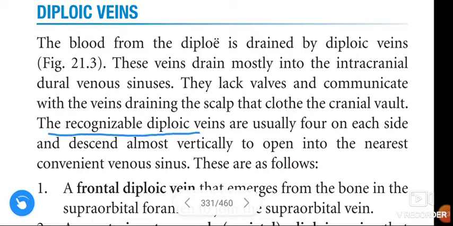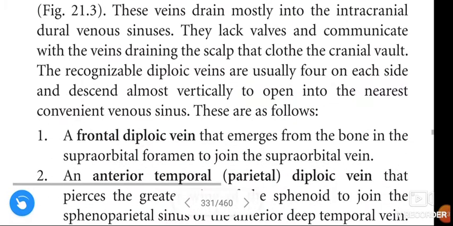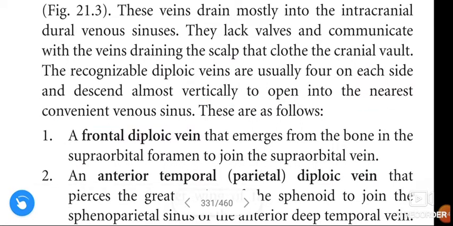The recognizable diploic veins are usually 4 on each side and descend almost vertically to open into the nearest convenient venous sinus. These are as follows.